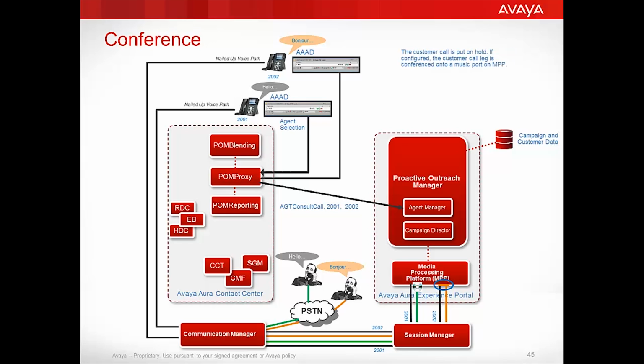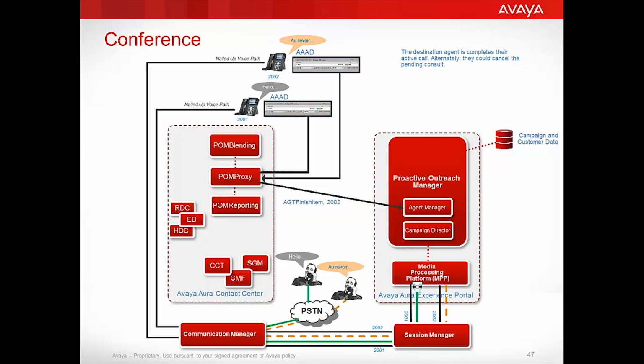The customer call is put on hold. If it's configured, the customer call leg is conferenced into a music port on MPP. So the on-hold music is provided by MPP, not by the CM. The destination agent is alerted to the pending consult request. So they're already on a customer call. So what they get is an AGT consult pending. It's destined to 2002 and it shows them that the consult is from 2001.